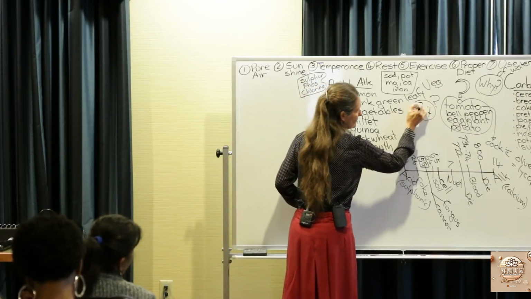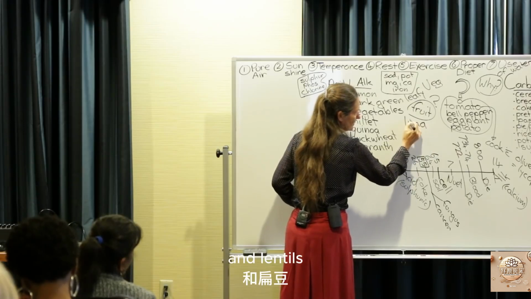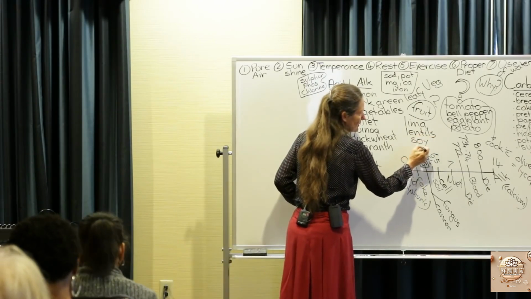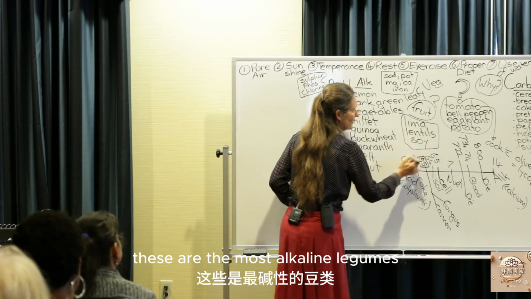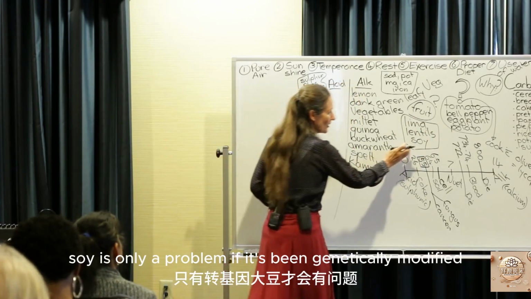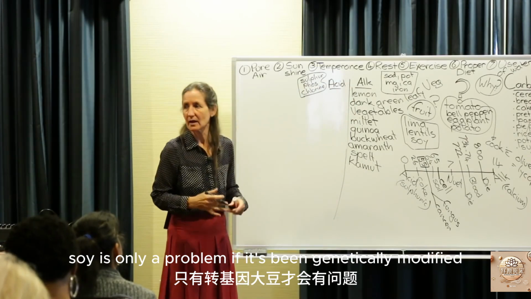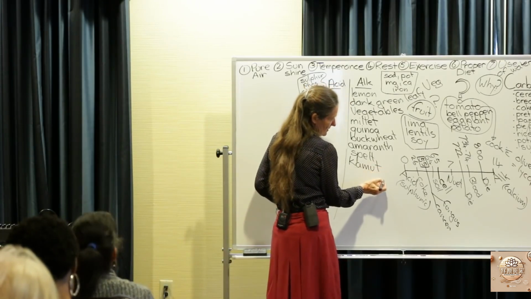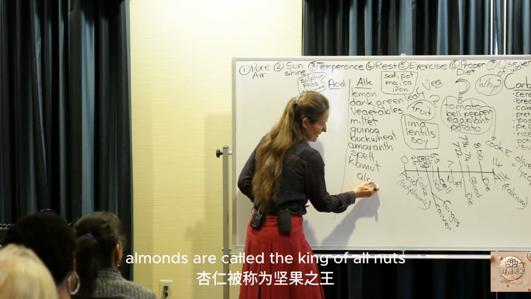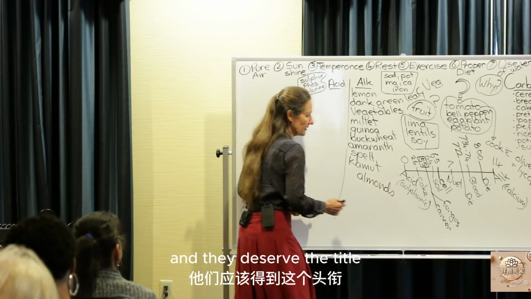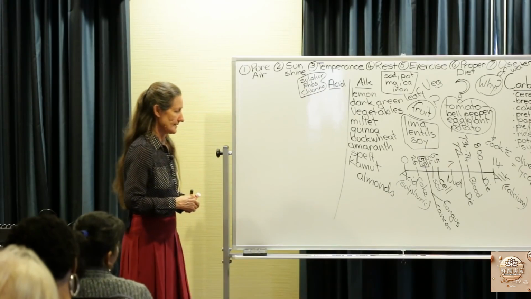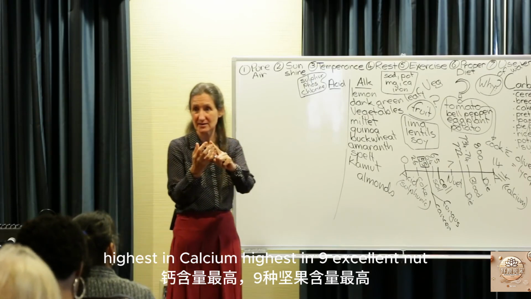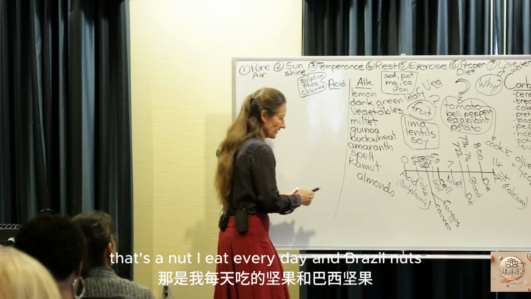Lima beans and lentils and soybeans. These are the most alkaline legumes. Soy is only a problem if it's been genetically modified and grown with herbicides, insecticides. Nuts. Almonds are called the king of all nuts, and they deserve the title because they're the most alkaline nut, and they're the highest nut in protein, highest in calcium, highest in iron. Excellent nut. That's a nut I eat every day.